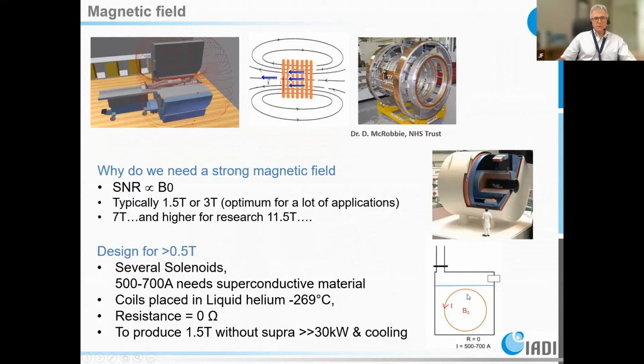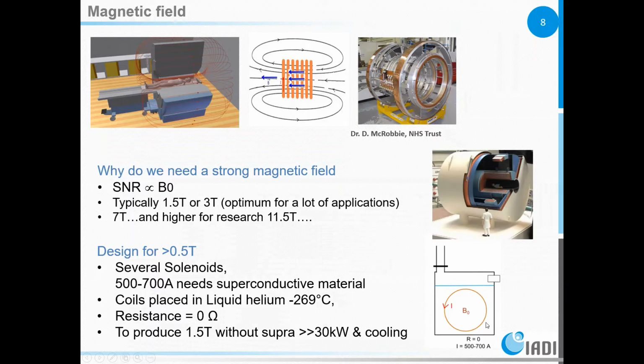This means that the resistance here goes to 0 ohm. And this is very funny for MRI. If you start the current in the coil, this continues to flow without resistance and without an outside power supply.